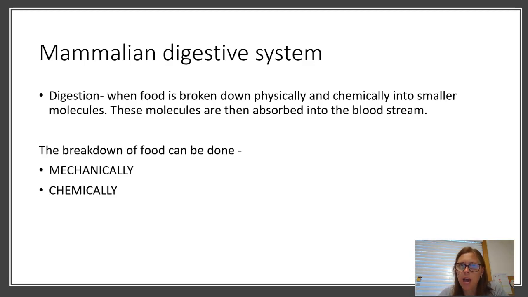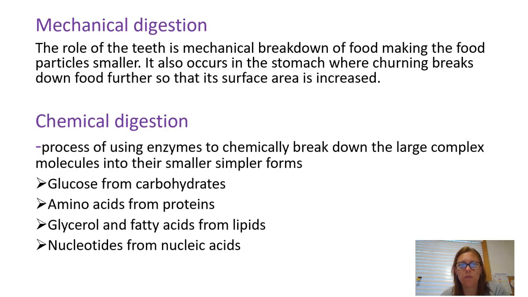So just to recap, digestion is when food is broken down physically and chemically into smaller molecules, and then these molecules are absorbed into the bloodstream. Now the breakdown of food can be done in two different ways, mechanically and then chemically. So let's have a look at those two. With our mechanical digestion, we're using initially our teeth to break down our food into smaller particles.